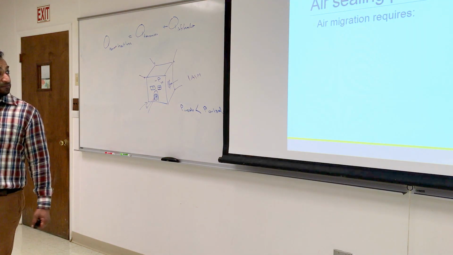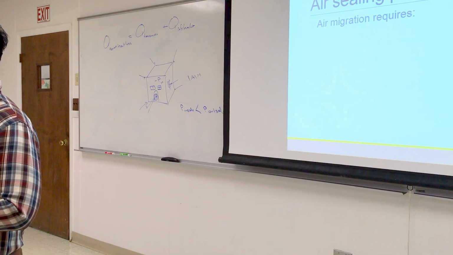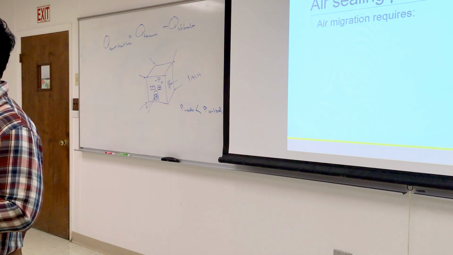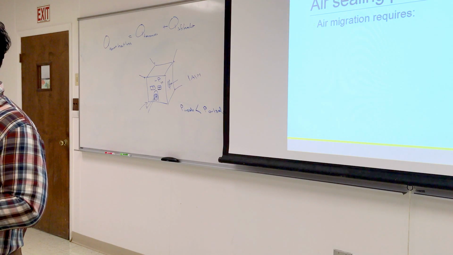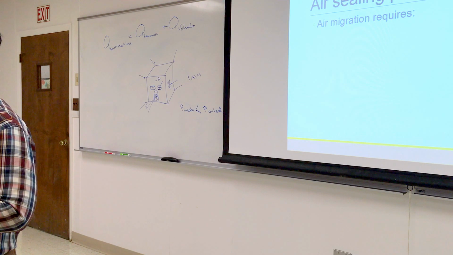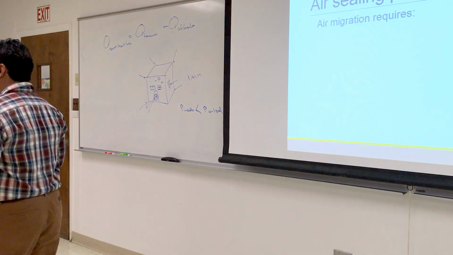Air sealing principles. So air migration requires what? Two things. If you inflate a balloon and then put a hole in it, you have air migration, right? From the inside to the outside. What are the two things the balloon has? A hole, which is an opening. Second thing? Pressure difference. Thank you. So there has to be a pressure difference.